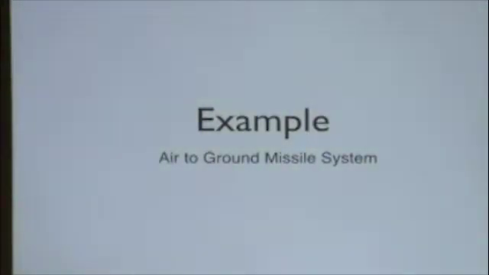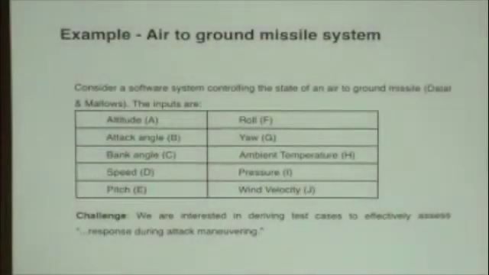So that was a sort of silly example, foo, right? There's no such software system called foo, and if there is, I would be a little bit concerned. Here is a system that's real. Colin Mallows talks about it in his Technometrics paper. We're talking about an air-to-ground missile system, software that controls the avionics. Okay. 10 inputs. It's tracking things like wind velocity, pressure, and the like.